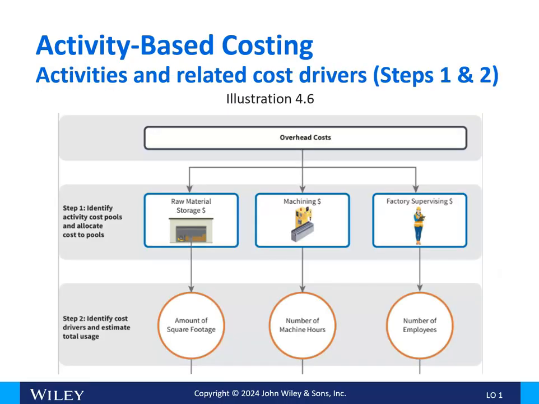So we'll look at it in a graphic here. We have our total overhead costs at the top. We're going to divide that into, in this case, 3 different activity cost pools: raw material storage, machining, and factory supervising. Then we identify the cost drivers and estimate total usage. So raw material storage is going to be based on the amount of square footage. Machining is going to be allocated on number of machine hours, and factory supervising on the number of employees.